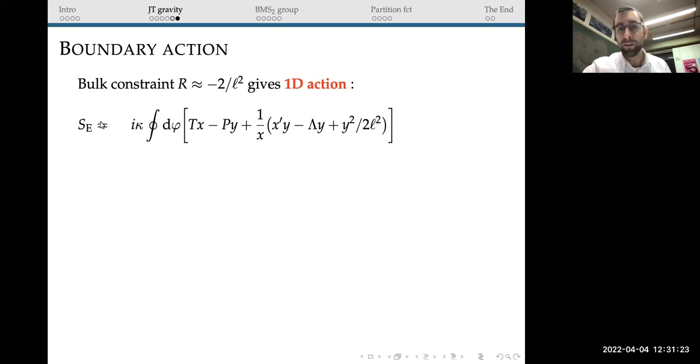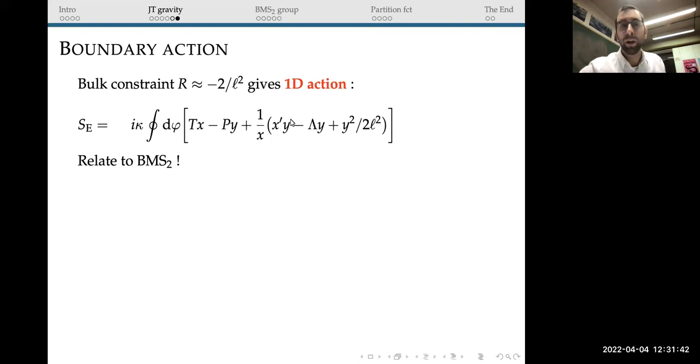Now, this was the Lorentzian action. When you move on to the Euclidean theory, essentially everything remains the same thanks to our prescription for Wick rotation, except you have to multiply the action by a factor of i. That's what I'm doing here. This is now the Euclidean action, and from now on I'm mostly going to study the Euclidean action.